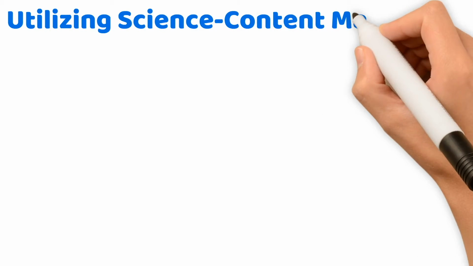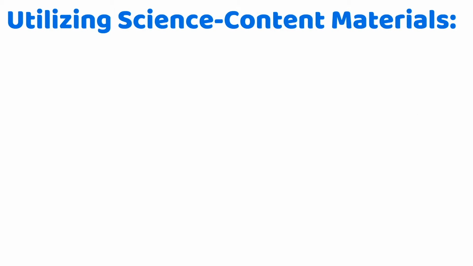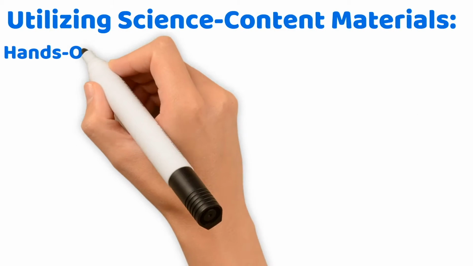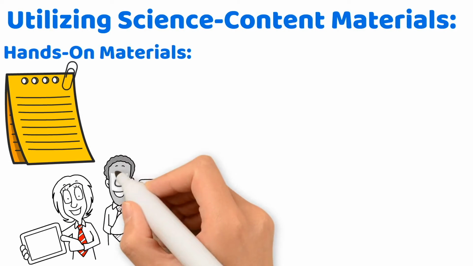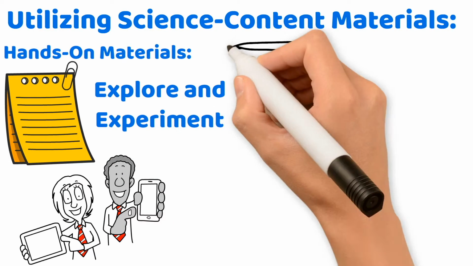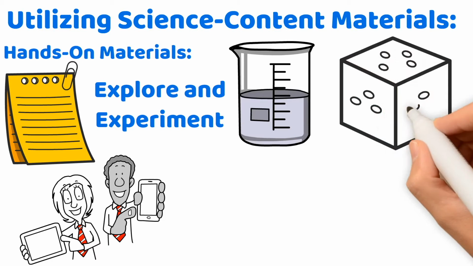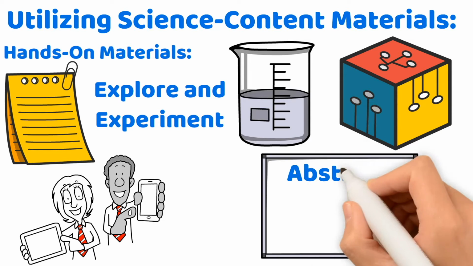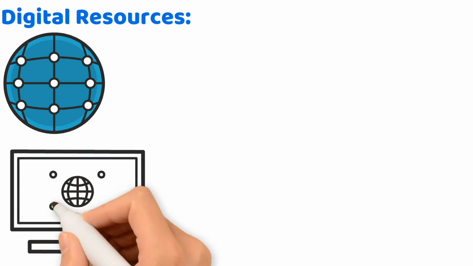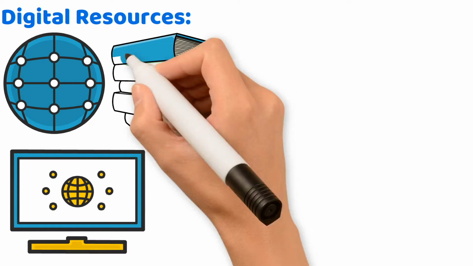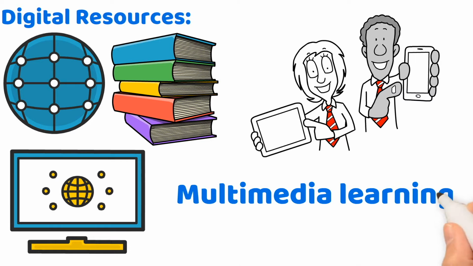Utilizing science content materials. To bring science concepts to life, use a variety of materials, hands-on materials. Incorporate tangible materials that allow students to explore and experiment. From simple lab equipment to interactive models, these resources make abstract concepts concrete. Digital resources. Leverage technology like simulations and interactive websites to complement traditional materials, offering students a multimedia learning experience.